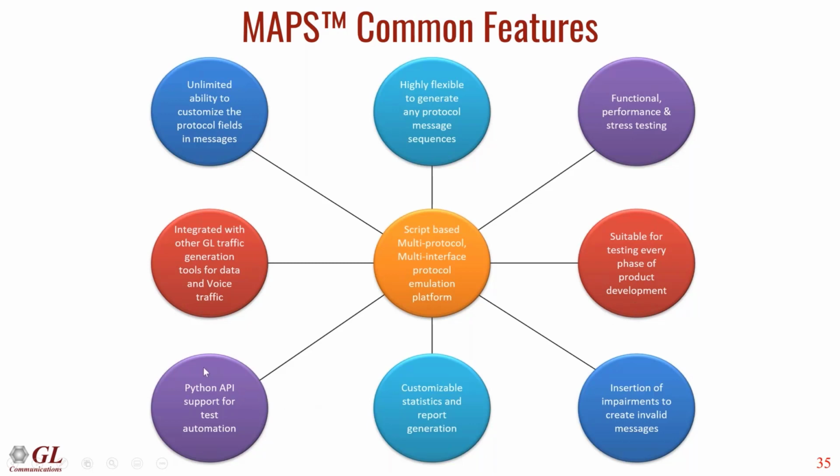MAPS can generate different types of statistics and reports, but it also provides the user the capability to customize the statistics and report generation to suit his requirements. The application can also be integrated with other GL traffic generation tools to generate data and voice traffic. We can also integrate the application with third-party automation. Using Python-based scripting, we expose high-level APIs for Python scripting from remote applications.